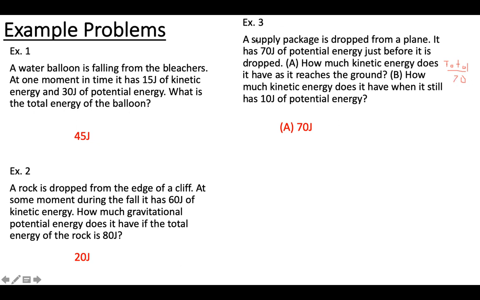At the top, all 70 is potential. At the bottom, all 70 is kinetic. Okay, it's only split when it's somewhere in the middle.